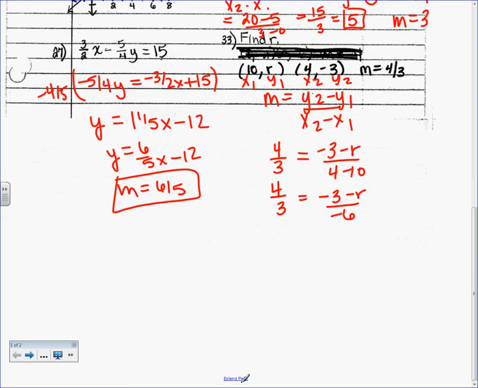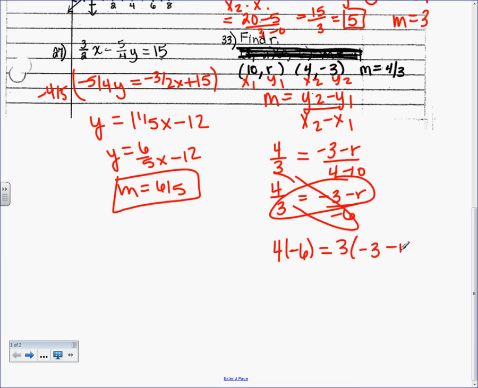So from here, again, lots of options. I am going to go ahead and cross multiply. So when you have one fraction equal to another fraction, you can take this times this, so 4 times negative 6, and set it equal to this times this. So that's 3 times negative 3 minus r. This is just one way to do the problem. If you want more options, let me know later.